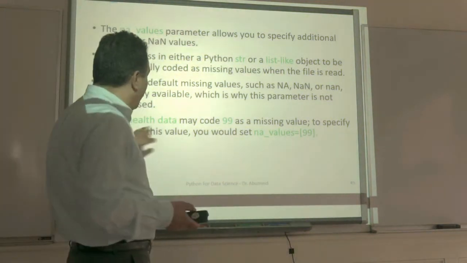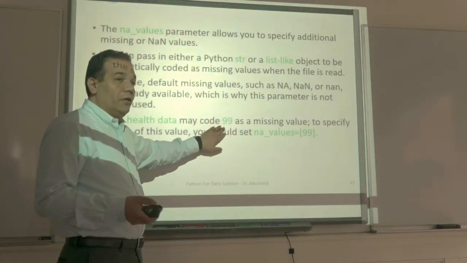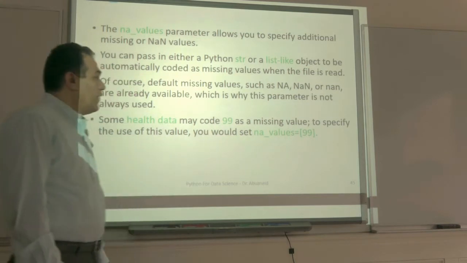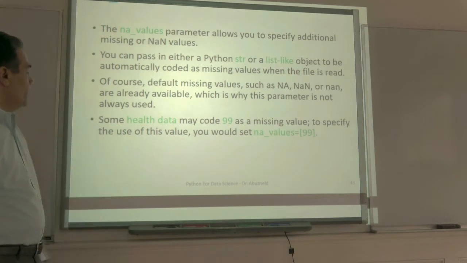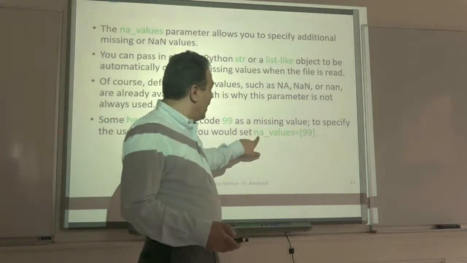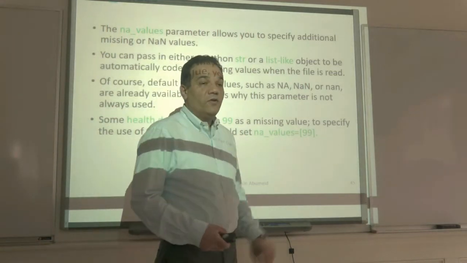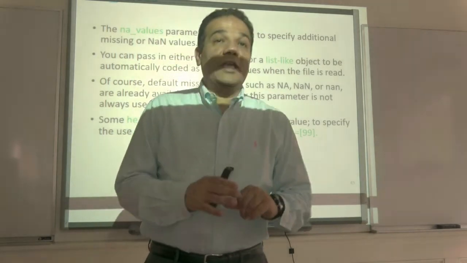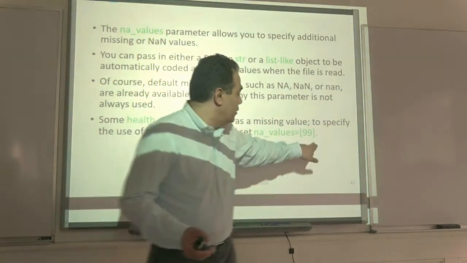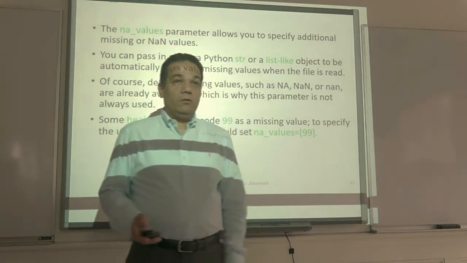Some health data may code 99 as a missing value, or you can specify the use of this value. You would, for example, say NA values 99. So whenever in that file you're loading there's empty data, it's substituted with 99. All right.